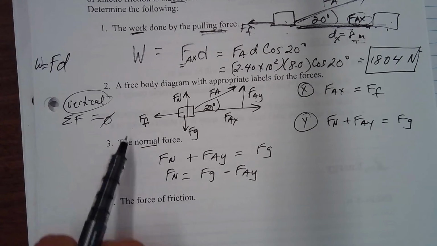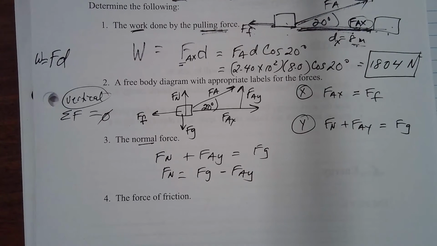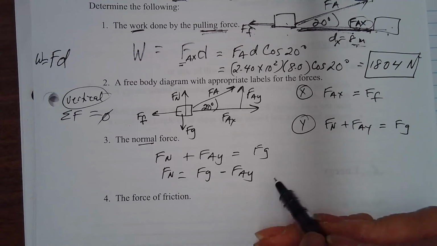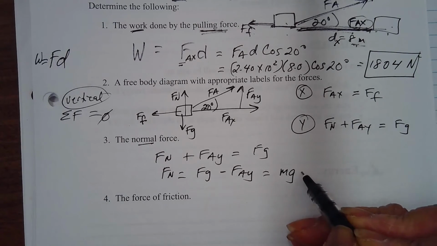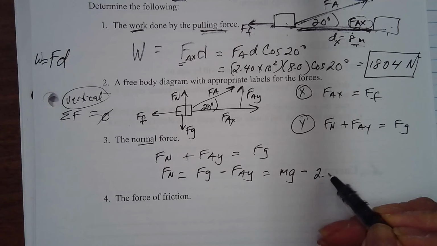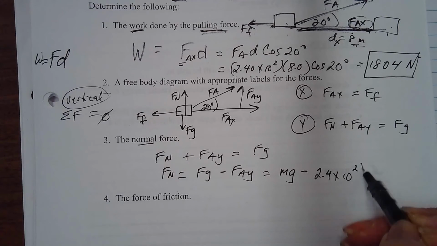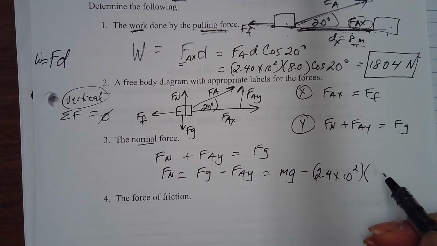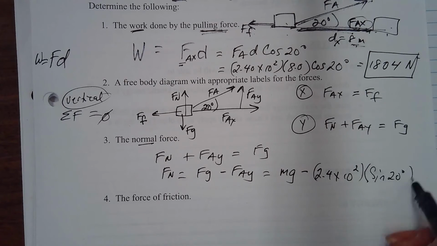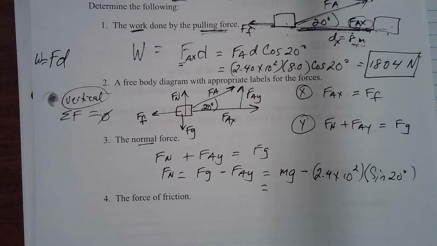That's the one that caused a little bit of trouble here, because you need to incorporate that you are actually somewhat lifting it along the y-axis with your Fay, right? So you go mg minus 2.4 times 10 to the power of 2 times the sine of 20 degrees. Okay, there you go. So what is the mass of this object? 85 times 9.8 minus 2.4 exponent 2 times sine of 20.